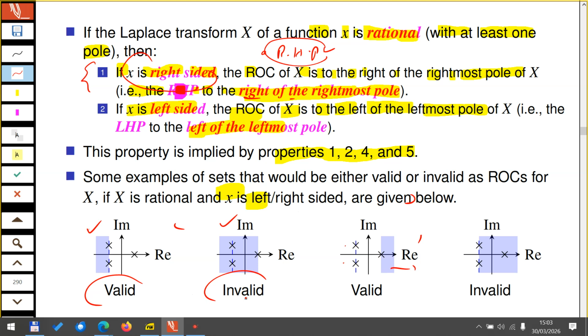Left of the leftmost pole. Yeah, leftmost. And why leftmost? Because if we allow this, then it has to include the poles as well. And we cannot have poles inside the ROC. So I think most of these rules you can actually reconstruct in your thought rather than memorizing.